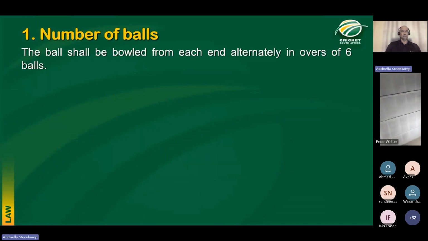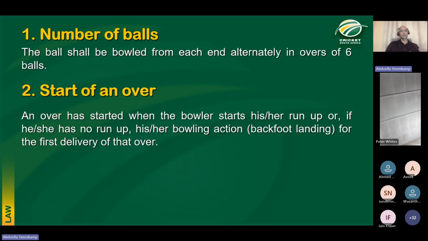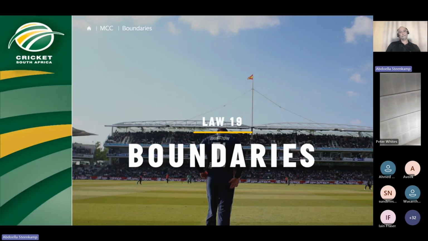The over. The law now allows for 6 balls in the over, and they need to be bowled alternately from each end. When does an over start? As soon as the bowler begins his or her run-up. As soon as the bowler takes his or her first step, that's when the ball becomes alive. That's when the over starts. If the bowler doesn't have a run-up, as soon as that back foot lands, that's when the over starts.